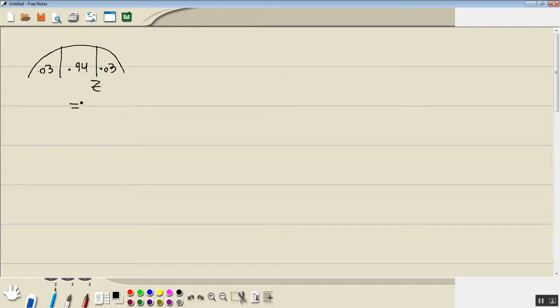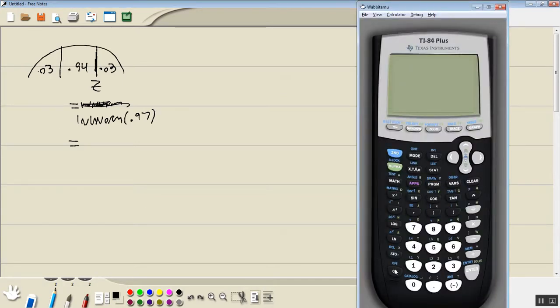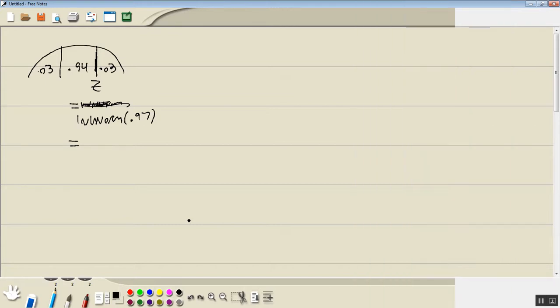Now this is our z value, and we're going to find INV norm of the area to the left. Well, here's our z value. The area to the left will be the 0.03 plus 0.94, which is 0.97. So second var is choose INV norm, 0.97, and that gives 1.88.